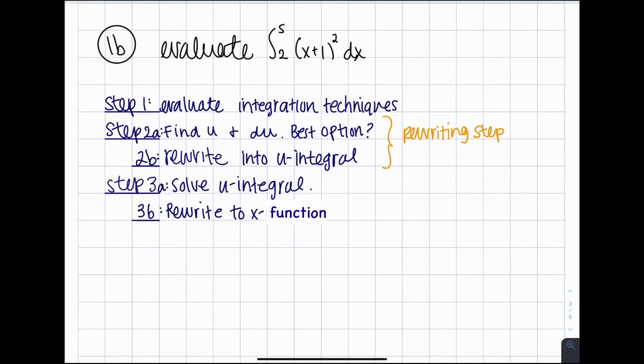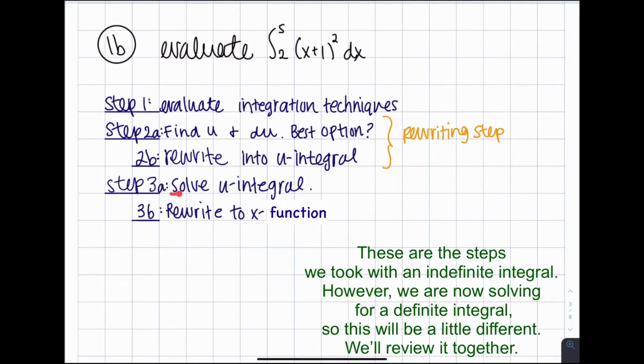So now try question 1b, which does involve boundaries. I have written my guidelines, the steps that I would take, and you would want to start off by evaluating which integration technique is best. And hint, hint, we are using u-substitution as practice, but still try to process step 1 on your own. I do suggest breaking this thought process down until it becomes more natural for you. You will want to then rewrite the integral by choosing your best option for your u. And once you do that, you'll want to solve and rewrite into an x function to finish off the problem.